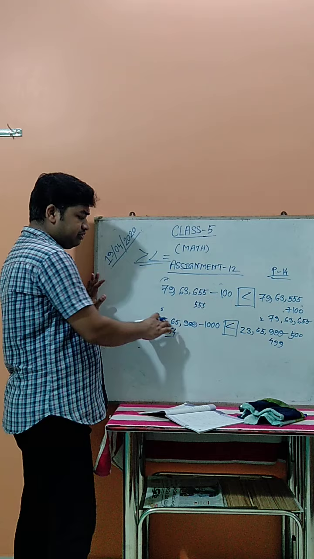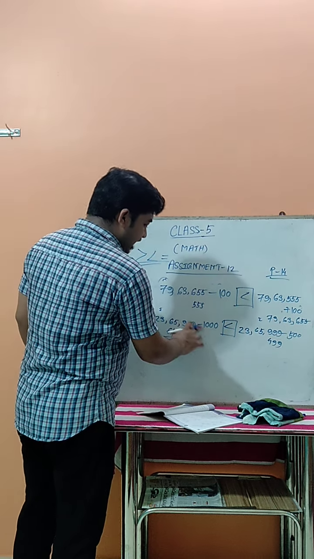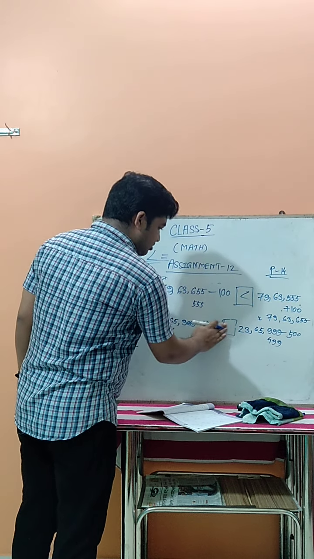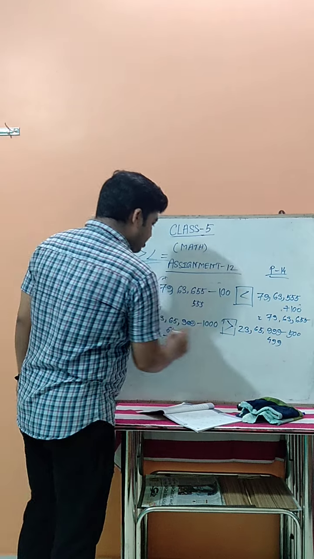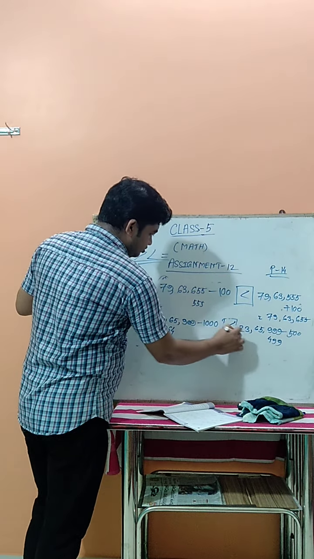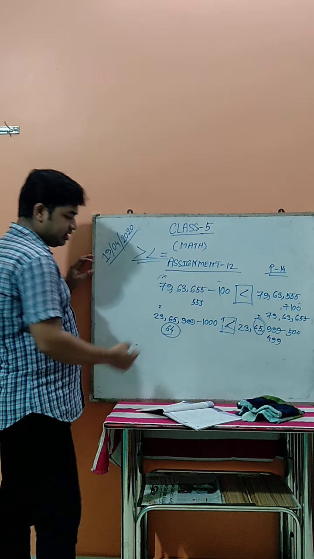So this one is 65,000, and this one is 999, and this one is 499. So which one is the bigger? This one is the bigger one, because you have the 64 and the 65. That is why this one is the bigger one.